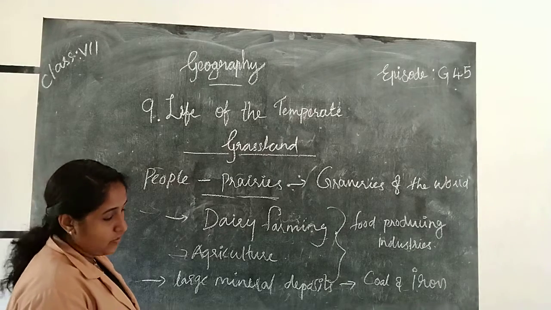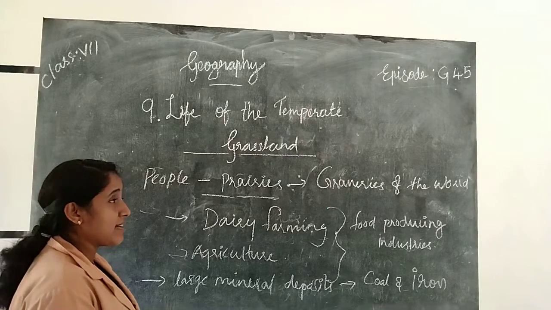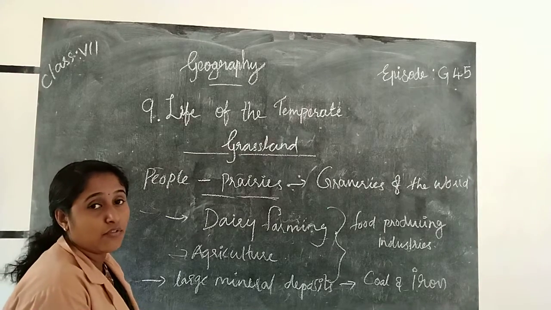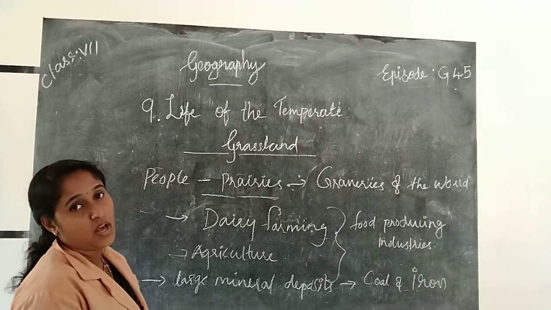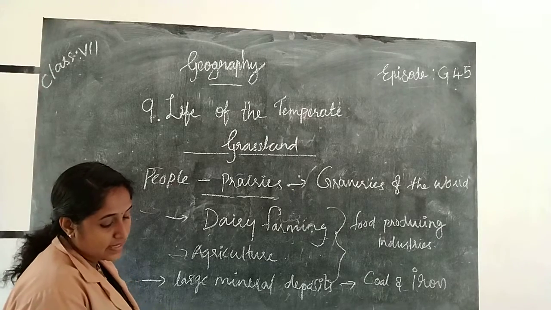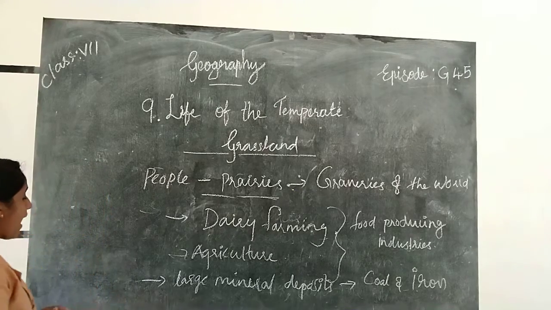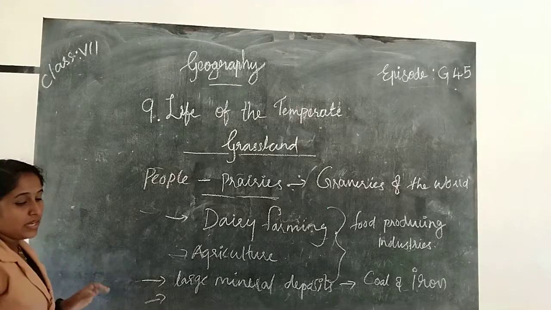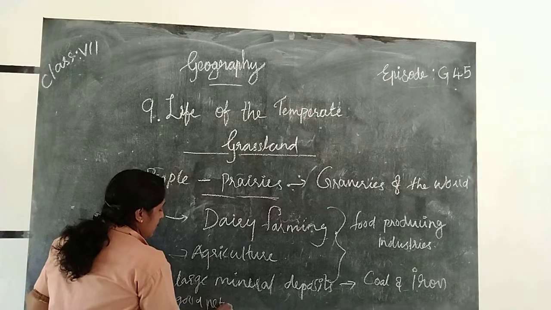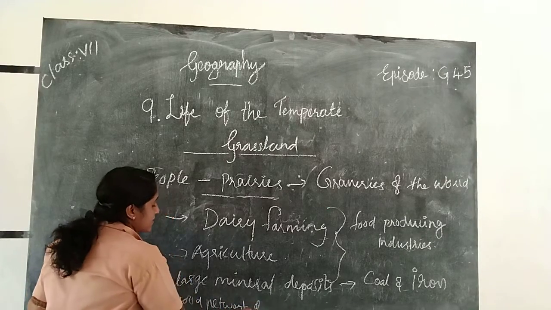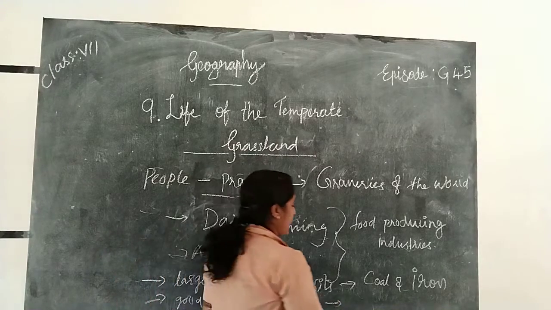And they also have a good network of roads, communications and railway. The transport system is very well developed in this region. They have regular and proper roads, railways and canals, which have made it one of the most industrialized regions in the world. So they have a good network of transport, that means road and railway.